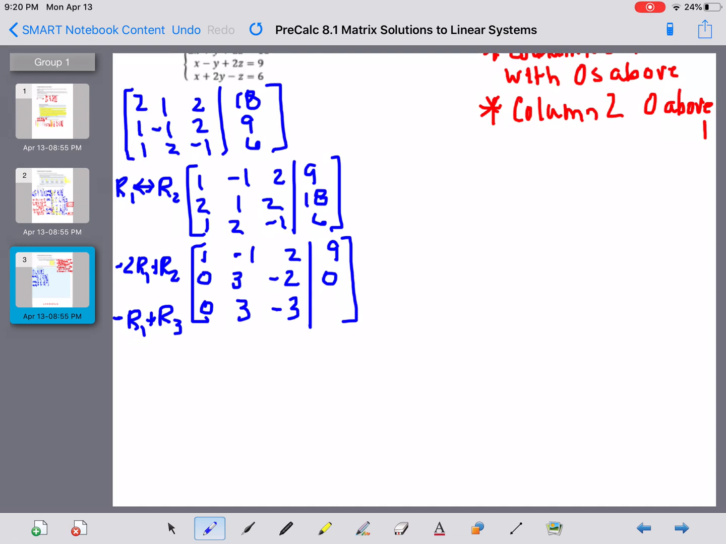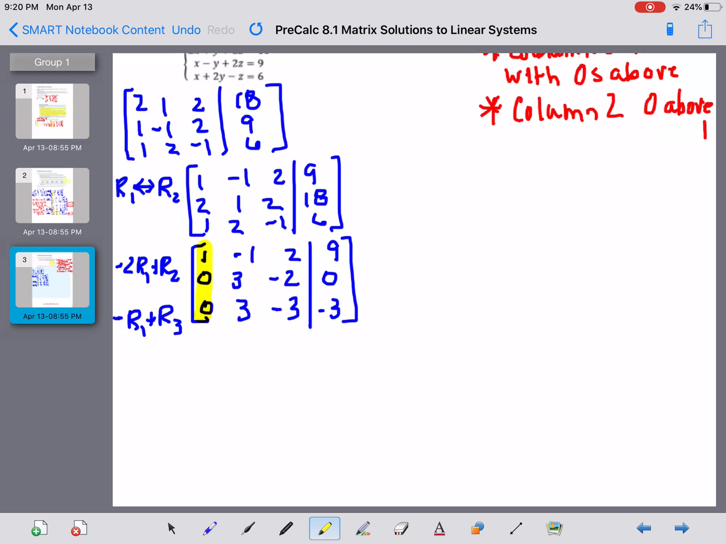All right, so my first goal here is good. I have 1 with zeros beneath it. So I like that column, and I'm hoping that that stays that way and I don't change that back. All right, so now I need a 1 in the second row, in the second position.